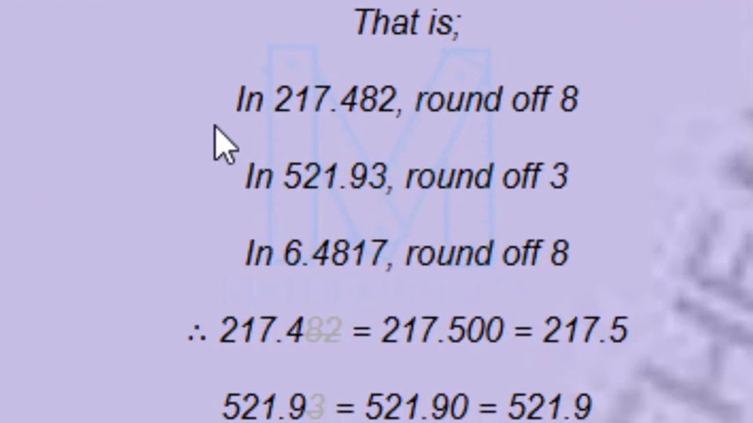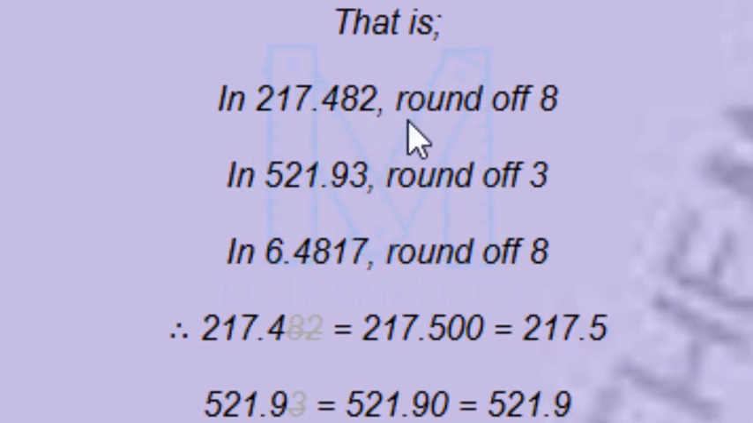That is in 217.482. Seeing that the tenth digit is 4, you need to round off 8, and that would just be fine. So 8 would be rounded up to make this become 5, and you have 0, 0, so you have 217.500, which is now 217.5.